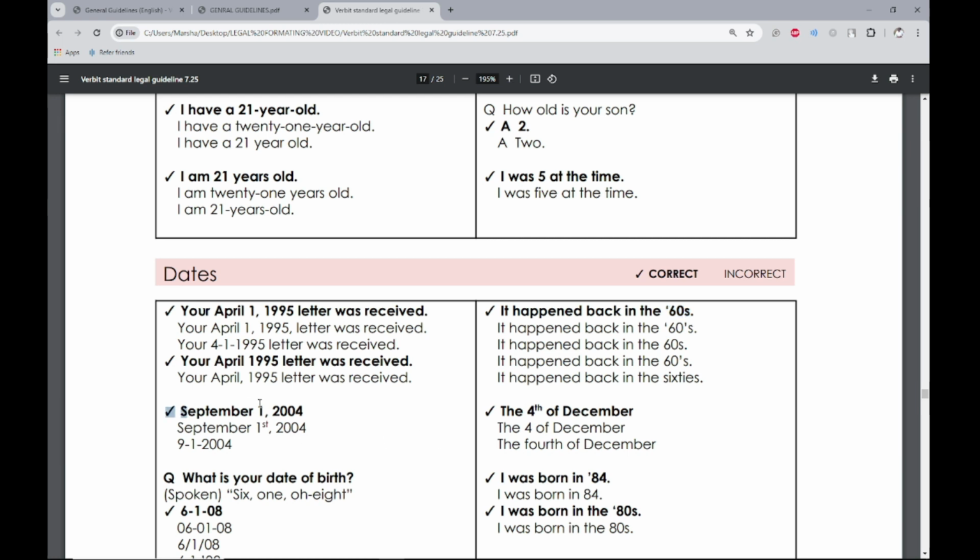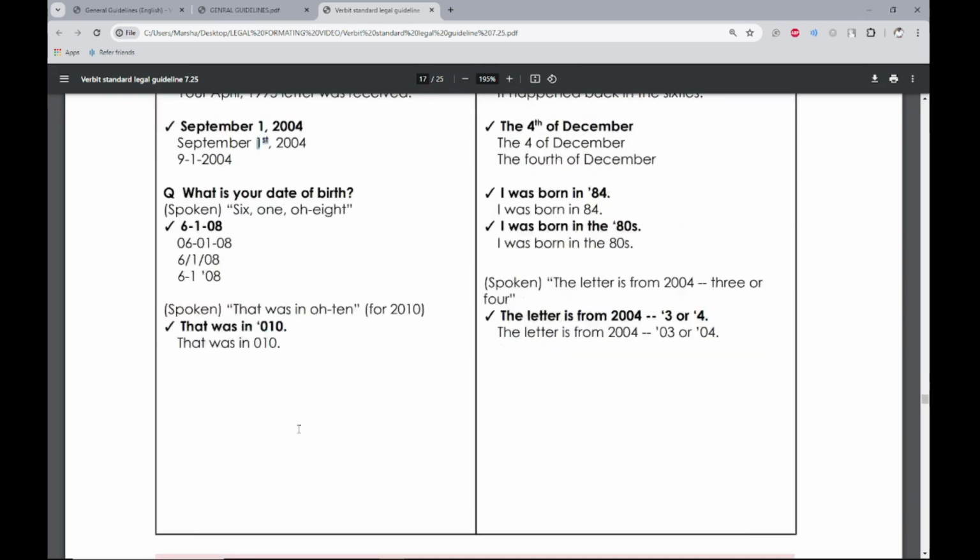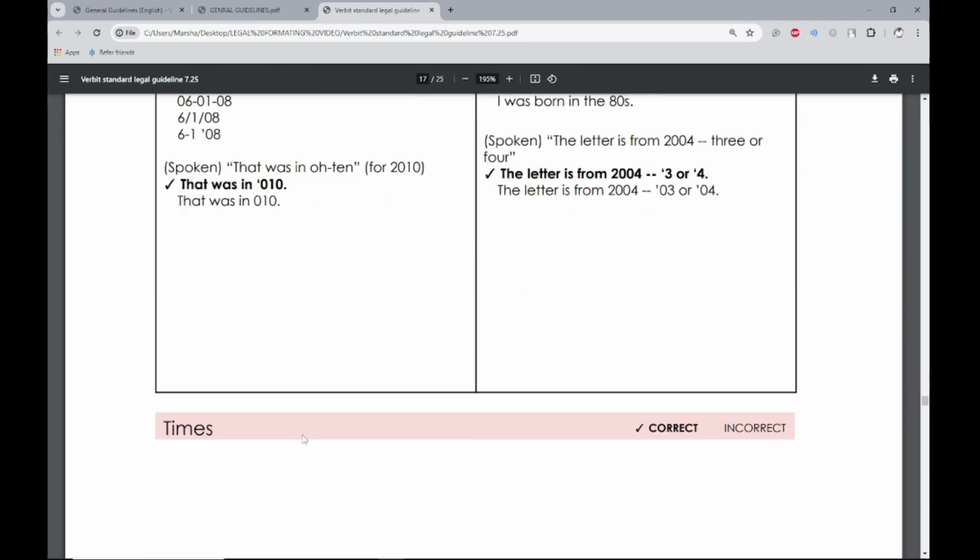Now this one is specific for Verbit, because most of the transcripts will just require you to put the ST, but it should not be the superscript. Just write the normal ST, no superscript or subscript. Okay, let's continue.